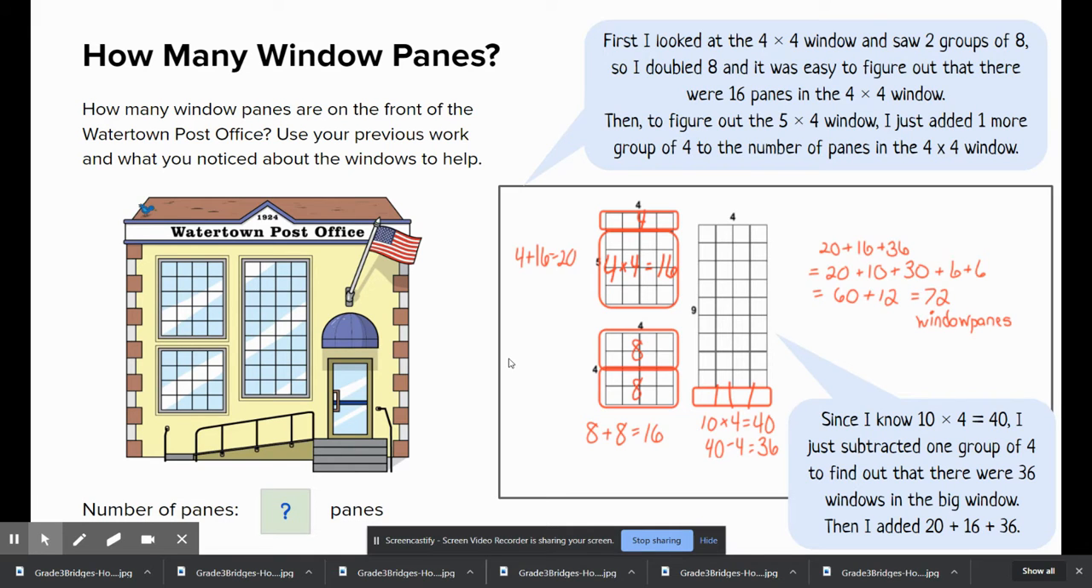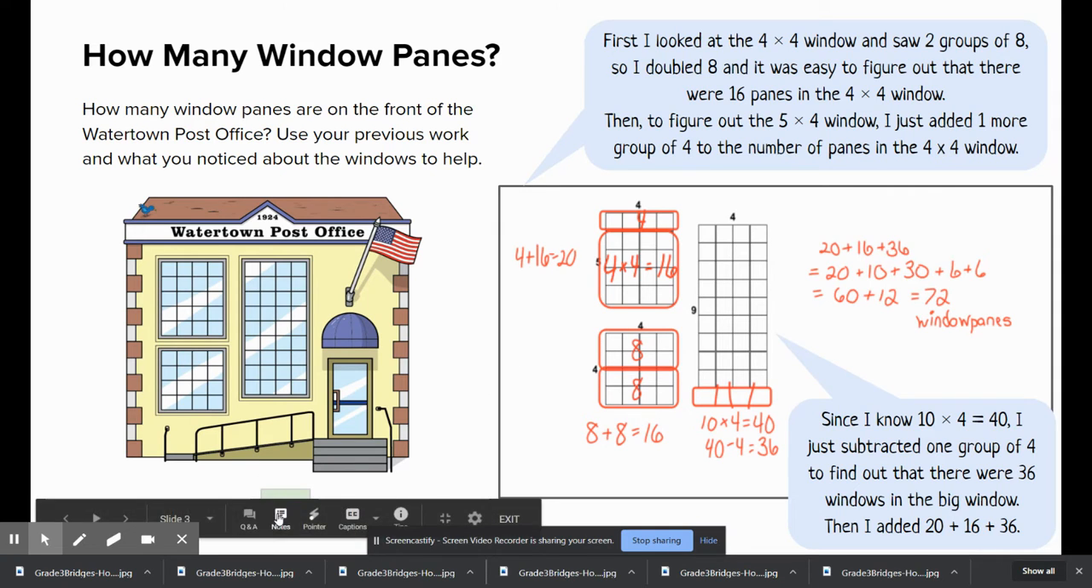Then first I looked at the 4x4 windows and saw 2 groups of 8. So I doubled 8. It was easy to figure out that there were 16 panes in the 4x4 window. Then to figure out the 4x5 windows, I just added one more group of 4 to the number of panes for the 4 times 4 window. Since I knew that 4 times 10 is 40, I subtracted one group of 4 to find out that there was 36 panes in the big window. When I added 20 plus 16 plus 36, they got how many panes? And you need to put that answer right there with a question mark.